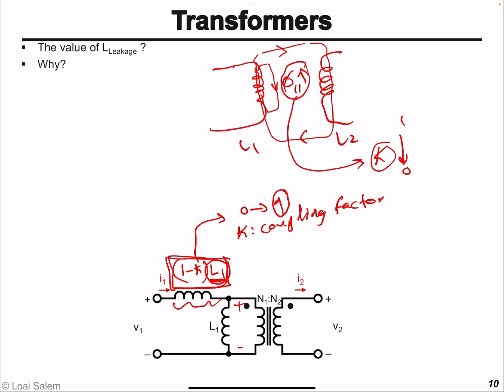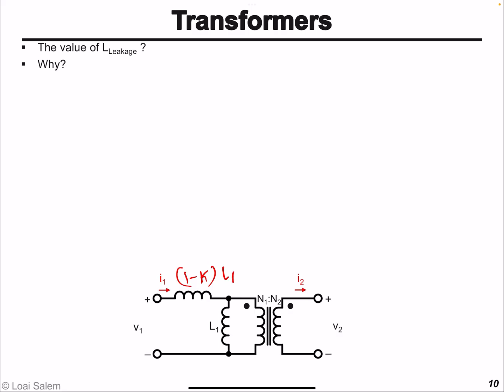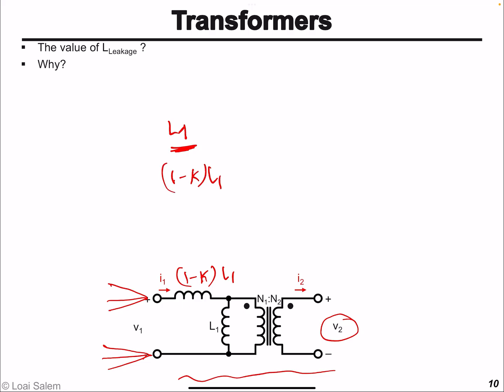Now, there's one issue in this simple model. If this is going to be represented as 1 minus K times L1, and we leave the secondary side open circuit, so we don't connect anything on the secondary side, and we try to measure the total inductance we see on the primary side, what we should see ideally is the self-inductance of the primary side. However, according to this electrical model, what we are going to see is 1 minus K times the leakage inductance in series with L1, because the secondary is left open, so I2 is going to be 0, and the current I1 here is also going to be 0, so we will see this inductance in series with this inductance. So we have 1 minus K times L1, in addition to L1, which is equal to 2 minus K times L1, which is not correct.